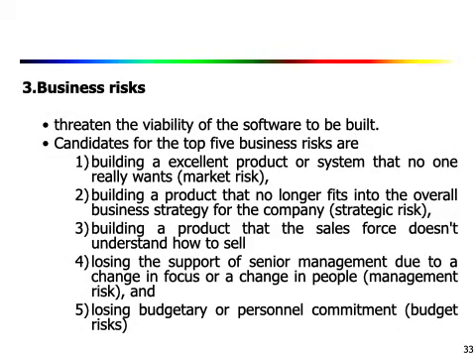Then the third type of risk is business risk. Business risks mainly threaten the viability of the software to be built. So it mainly jeopardizes the process or even the product. There are different kinds of business risks that can occur, and some of the top five business risks are given here.